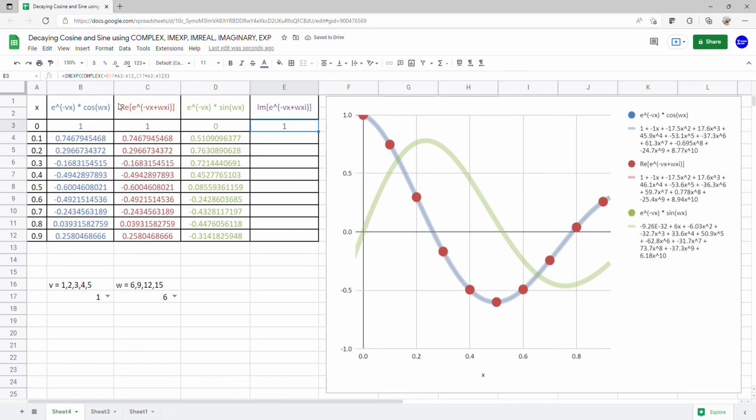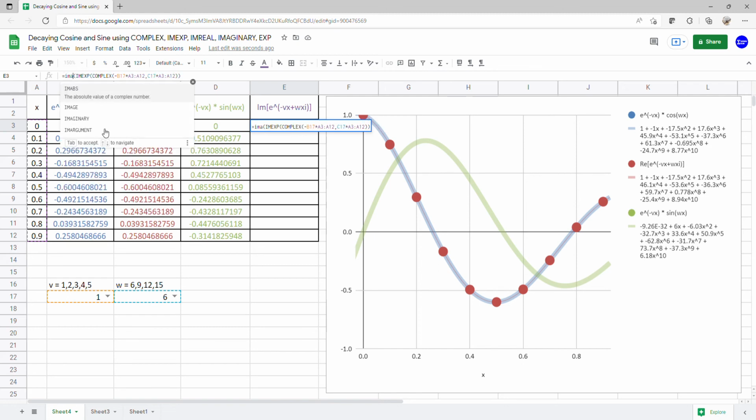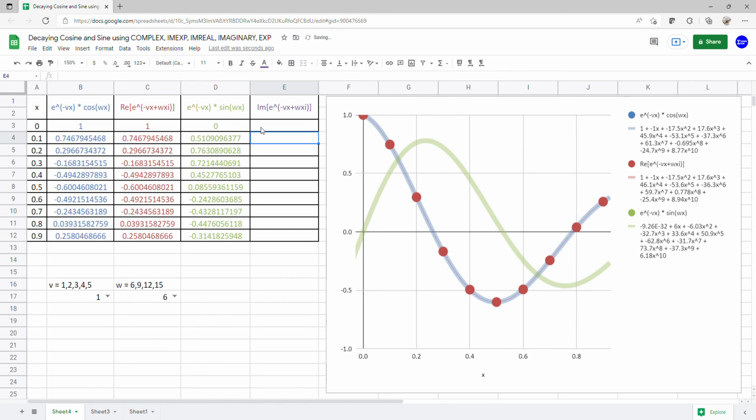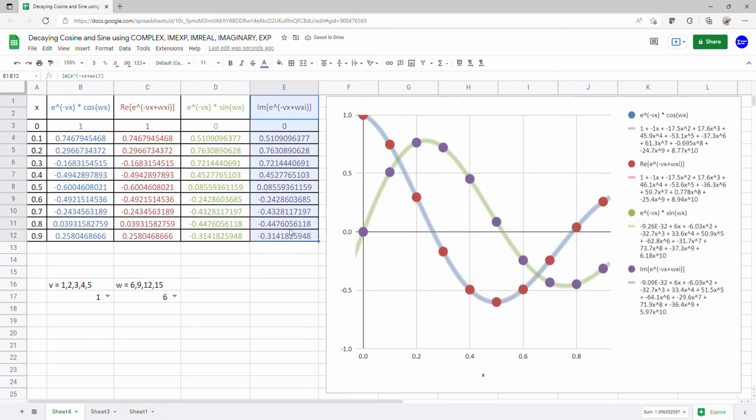And finally, we want the imaginary part. So imaginary, that's imaginary. We want the imaginary part. And because we want the whole array, so it will be array formula. So the purple one in dots matches the green. So this is the decaying sine.